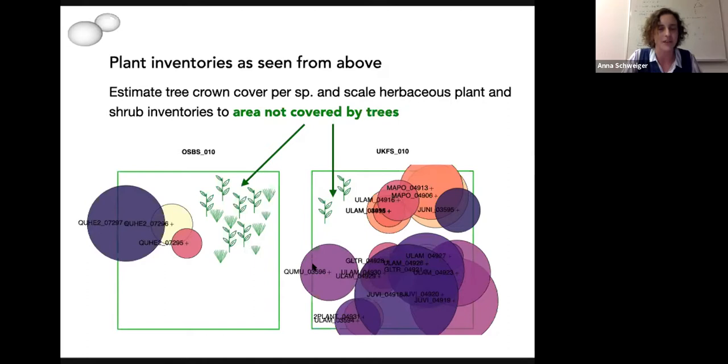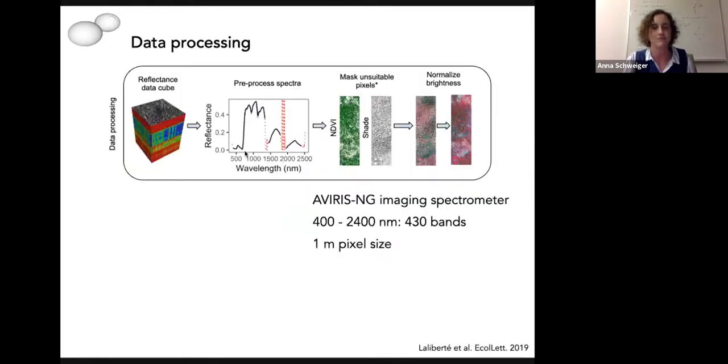The circles here are individual trees that are mapped by NEON, and height is recorded and diameter is recorded as well. So we projected them into our plots here. The green is a 40 by 40 meter inventory plot, and we calculated for each plot the crown cover per tree species, taking care of overlapping tree crowns and fun things like that, and then scaled herbaceous plant and shrub inventories to the areas that are not covered by trees.